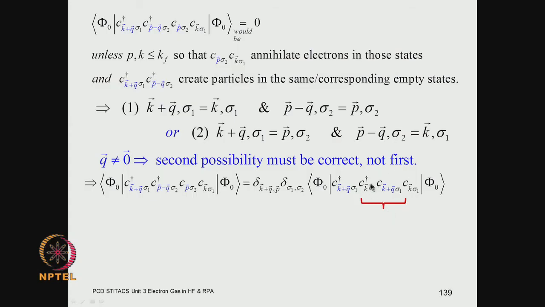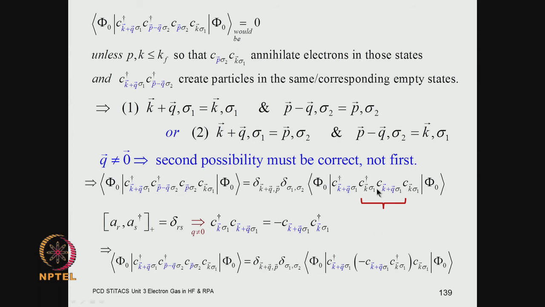So, that identifies the terms, and now you can interchange the positions of this creation and destruction operator by using the anti-commutation rules again. When you swap these two positions, you get a minus sign and you get c_{k+q,σ1} c†_{k,σ1}, which is this term moving to the right instead of the left, but then you pick up a minus sign.